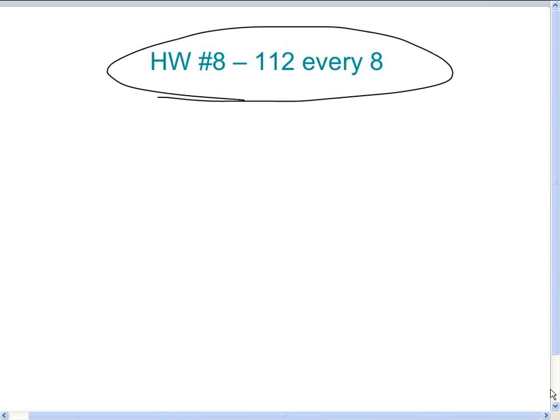And your homework, 8 through 112, every 8th. What that means is start with number 8, then do number 16, add another 8, do number 24, add another 8, do number 32, etc.